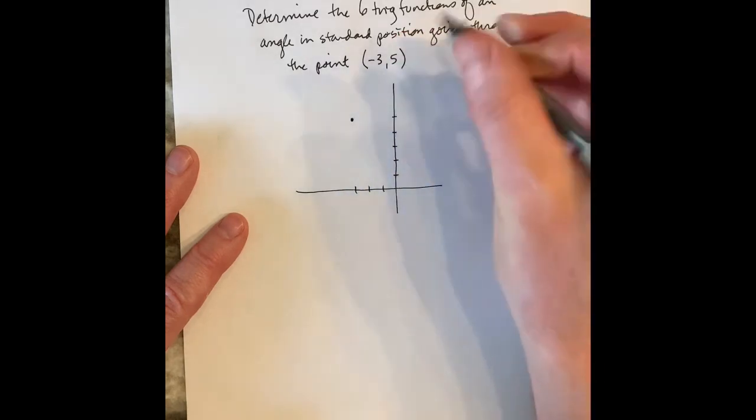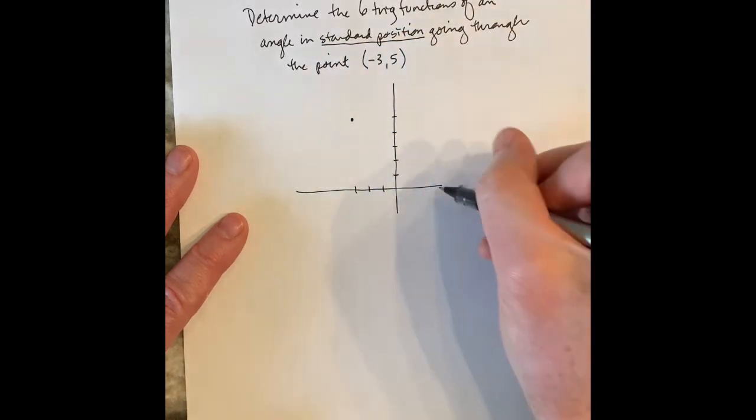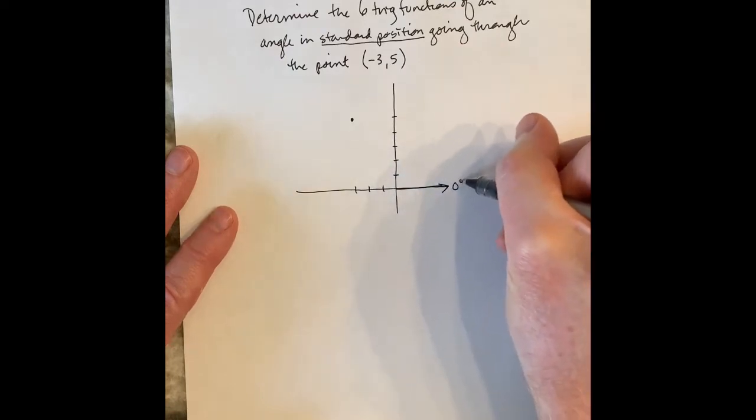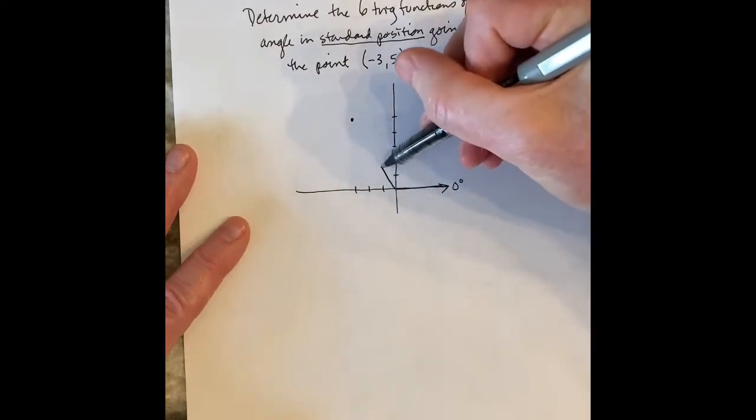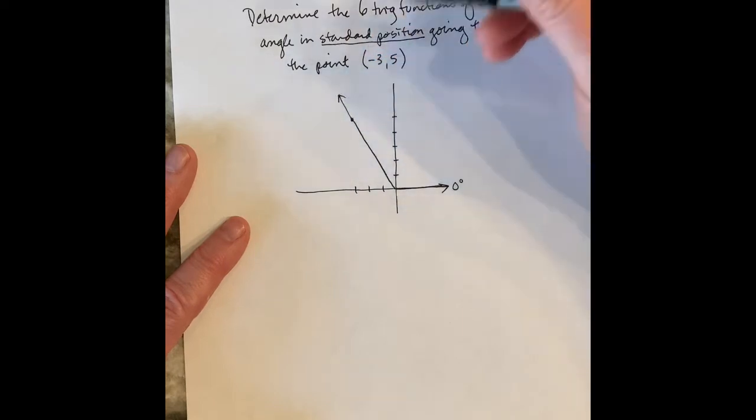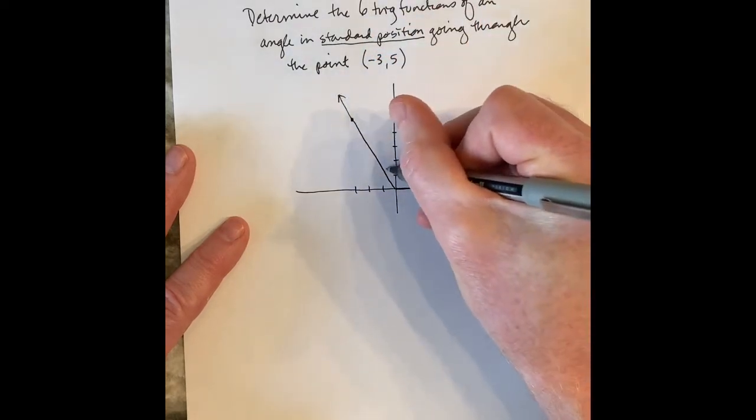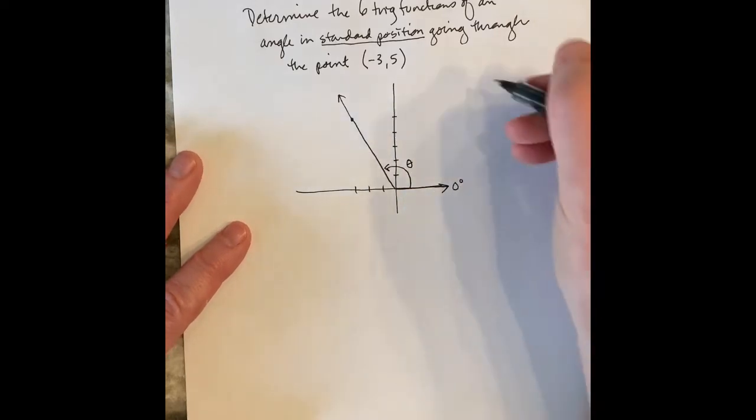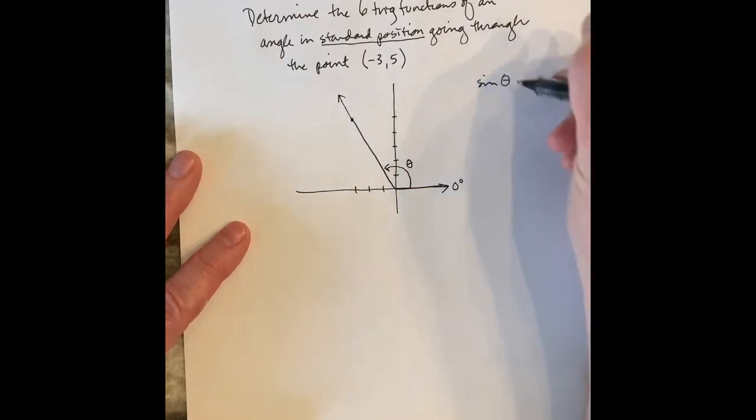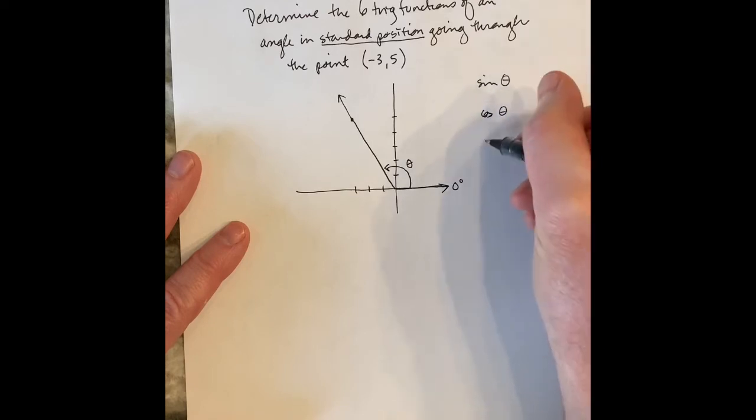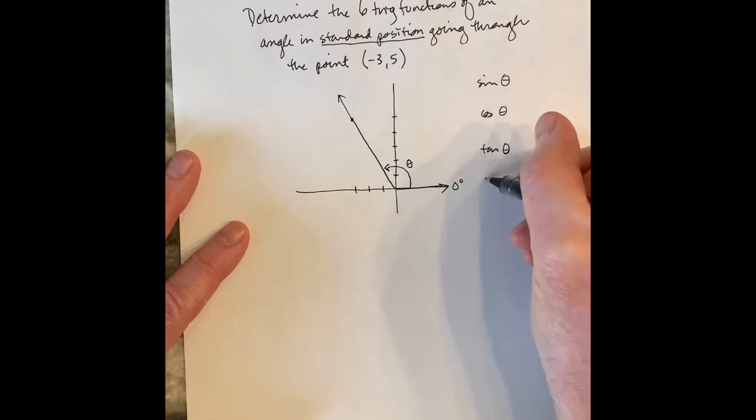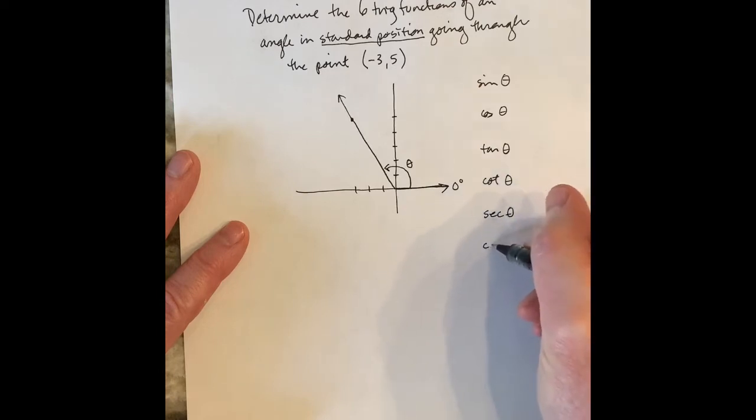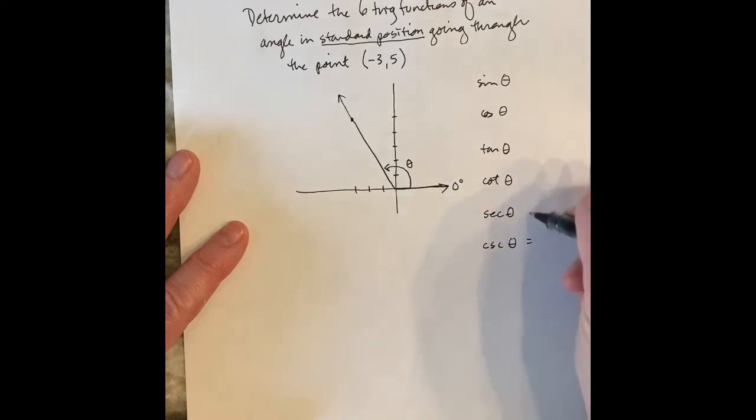Now remember what standard position means. Standard position means one arm of my angle is going to be pointing at 0, and the other arm has to go through this point. Okay? Now technically that is my angle. All right, so I'm doing the 6 trig functions of that angle. I want to know what is the sine of that, the cosine, the tangent, the cotangent, the secant, and the cosecant. I want to know that.